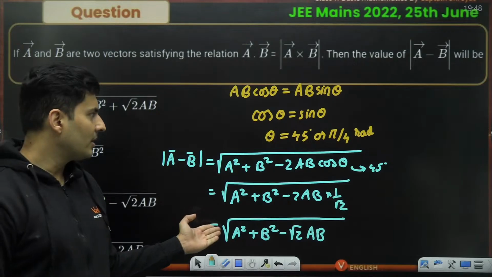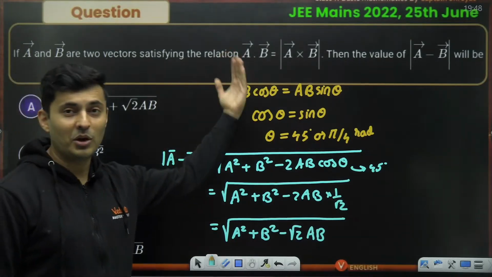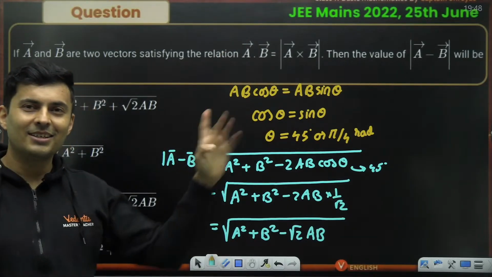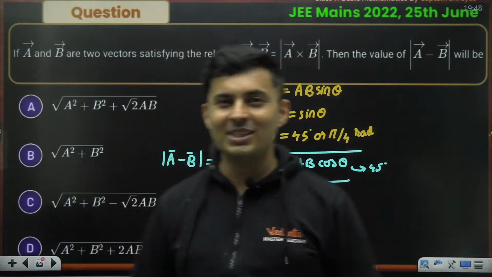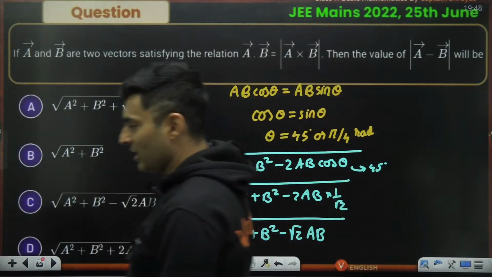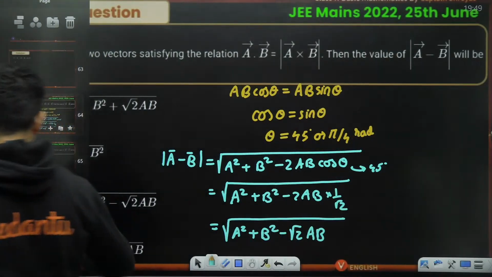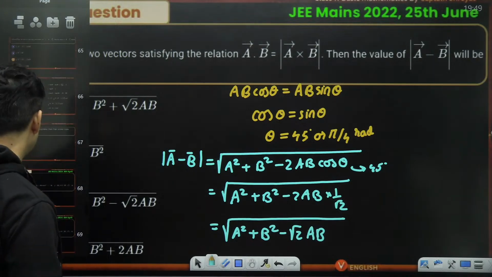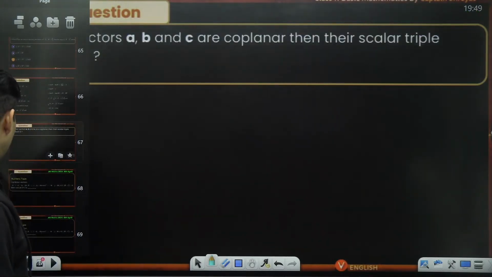We have used vector subtraction formula, vector multiplication for dot and cross. So three formulas in the same question. This was your JEE Mains 2022. So three formulas in the same question. Wow. Now let's do this particular question, guys.